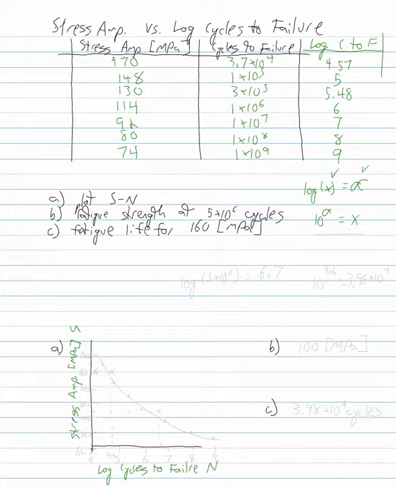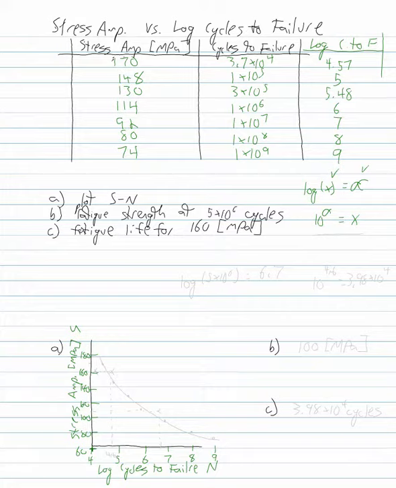So the log cycles to failure goes from 4.57 to 9. So we can start our axis at 4 and do increments of 1. So 5, 6, 7, 8, and 9. And our stress amplitude goes from 74 to 170, so we can start at 60 and go in increments of 20: 100, 120, 140, 160, and 180.